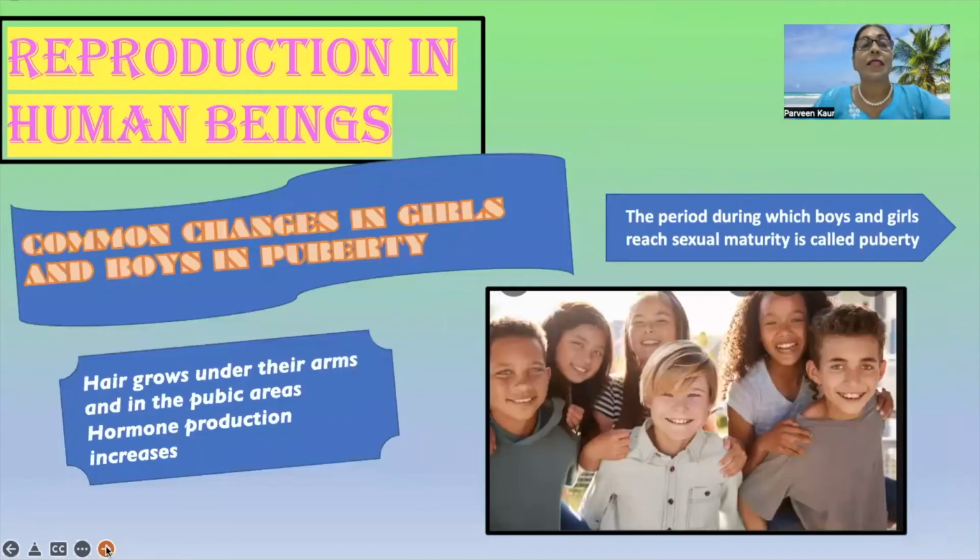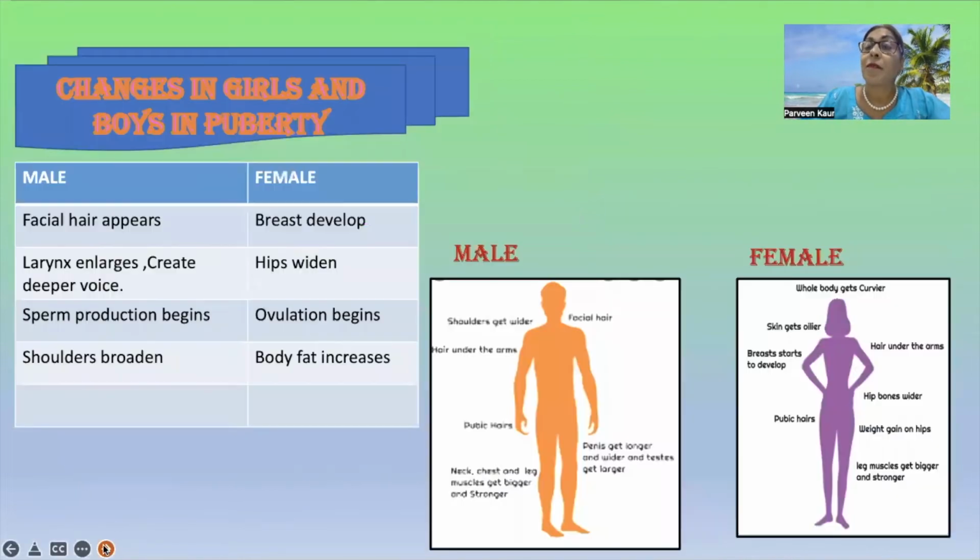Now here we can see reproduction in human beings. Common changes in girls and boys in puberty. The question arises, what is puberty? The period during which boys and girls reach sexual maturity is called puberty. What changes take place during puberty? Hair grows under the arms and in the pubic area, and hormone production increases.